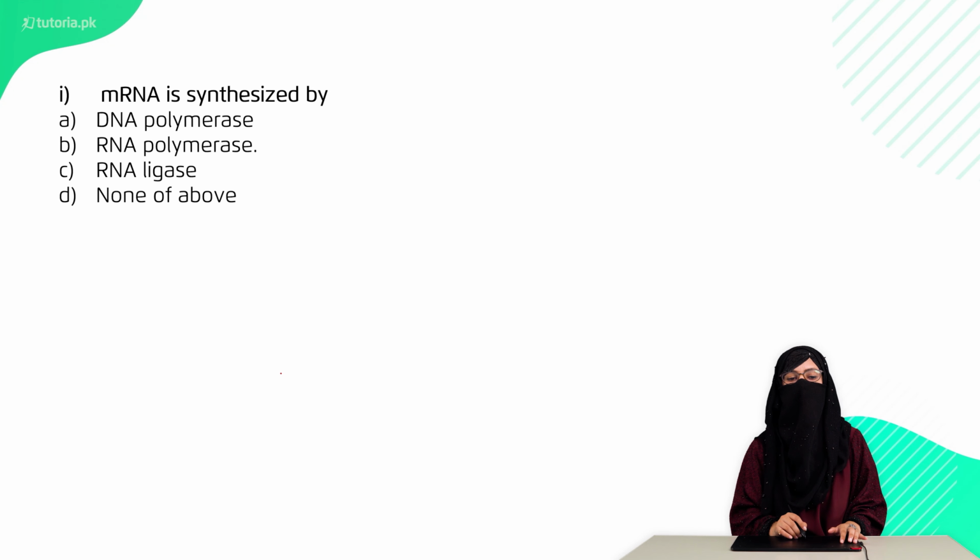Now we will discuss the MCQs of your chapter. So the first MCQ is: messenger RNA is synthesized by option A DNA polymerase, option B RNA polymerase, option C RNA ligase, option D none of the above. The right option is option B, RNA polymerase.